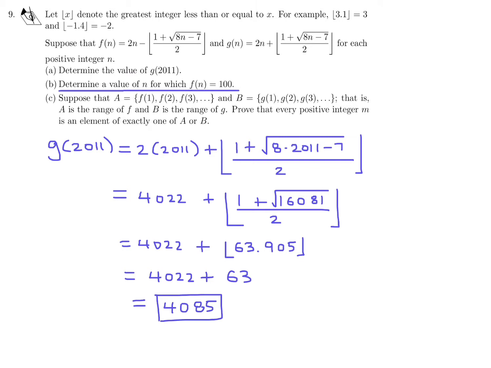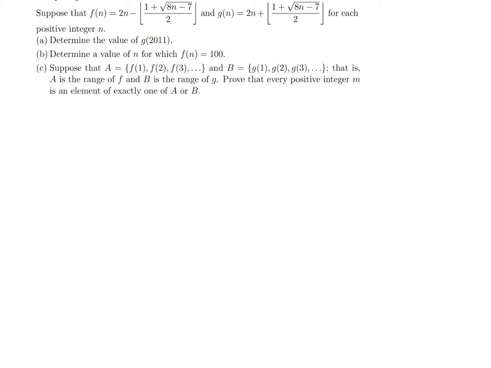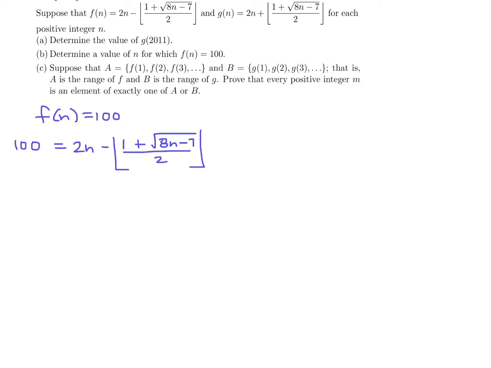Part B, determine a value of n for which f(n) is equal to 100. f(n) we want equal to 100. And 100, therefore, will be equal to 2n minus 1 plus the square root of 8n minus 7, all over 2. Obviously I have to drop that bracket in order to get some solution, and then at the end we'll use trial and error to see what integer value of n actually works. So this just becomes 100 is equal to that. Multiply through by 2 to get rid of the fraction.